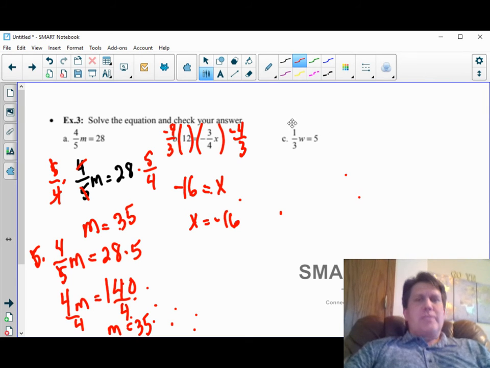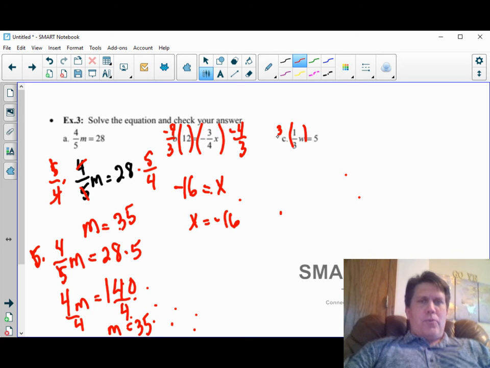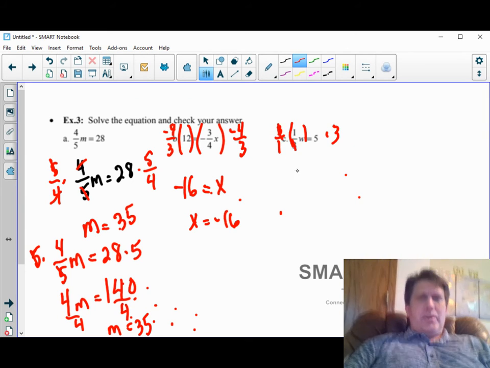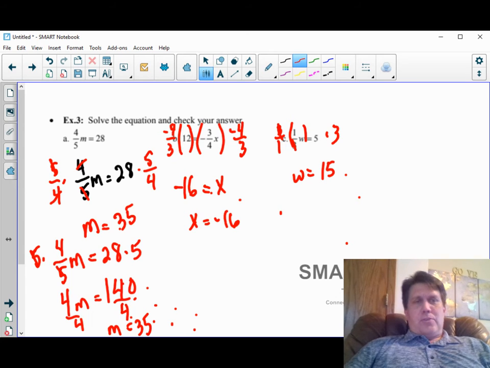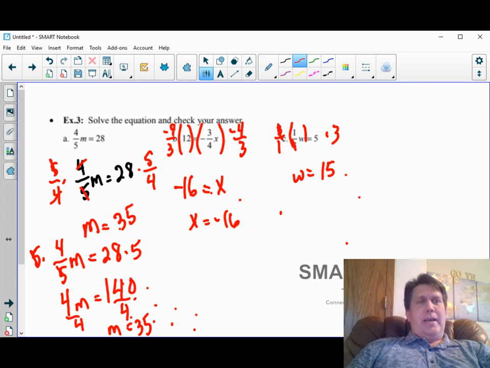Okay, this one, the reciprocal would be 3 over 1. Now, 3 over 1 is the same thing as 3. So this one, 3 over 1, gets us w on this side, and 5 times 3 over there is 15. You could do that. You can try it in a calculator. You can do it this way, and that would be fine.